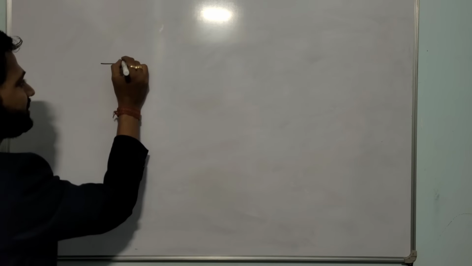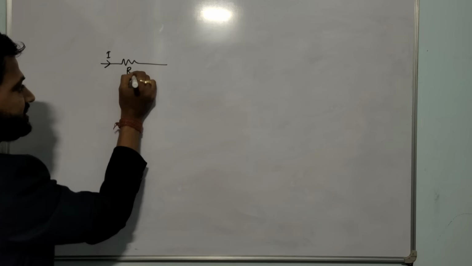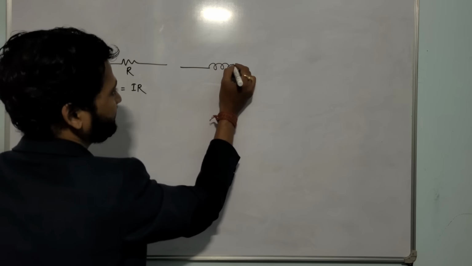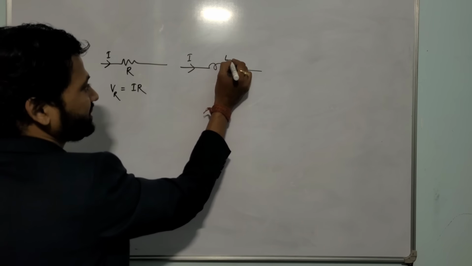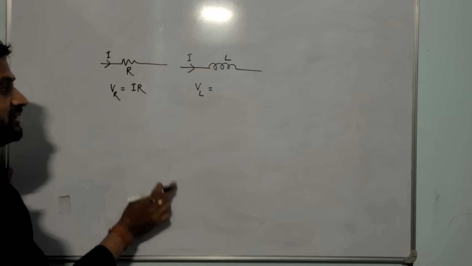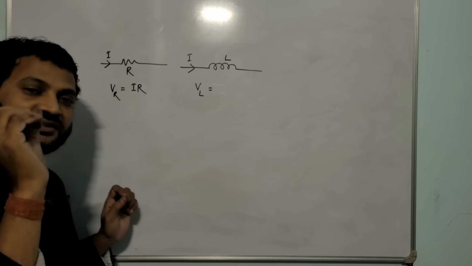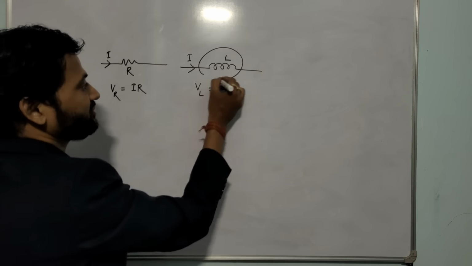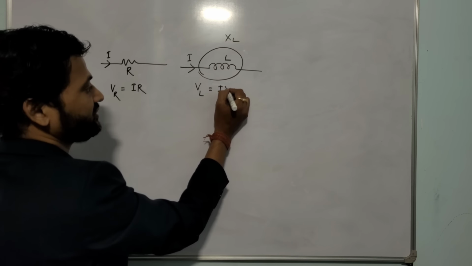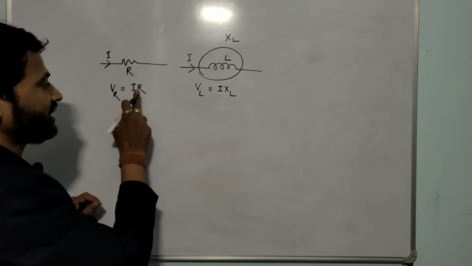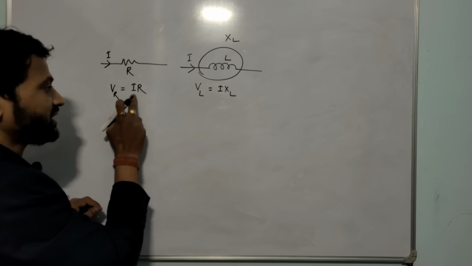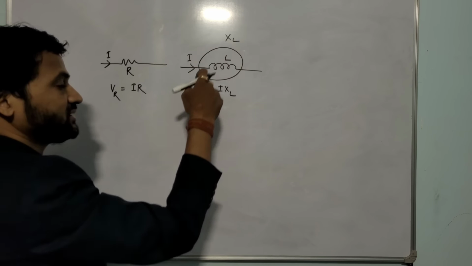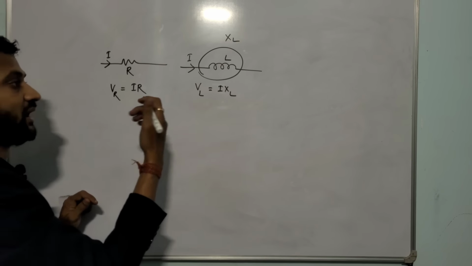And remember one more thing: if there is a resistor, suppose current is I and resistance is R, what is the voltage across the resistor? I into R, if AC current is given. Similarly, if there is an inductor, current is I, inductance is L. Tell me what is the voltage? Remember, according to Ohm's law, voltage is current into the opposition offered by the circuit. What is the opposition offered by the circuit? XL. So voltage is I into XL, and the unit of XL is ohm, the unit of R is ohm. So here V is IR, but here VL is I into XL. Do not write VL is I into L. L is inductance, XL is the opposing property, which is called inductive reactance.